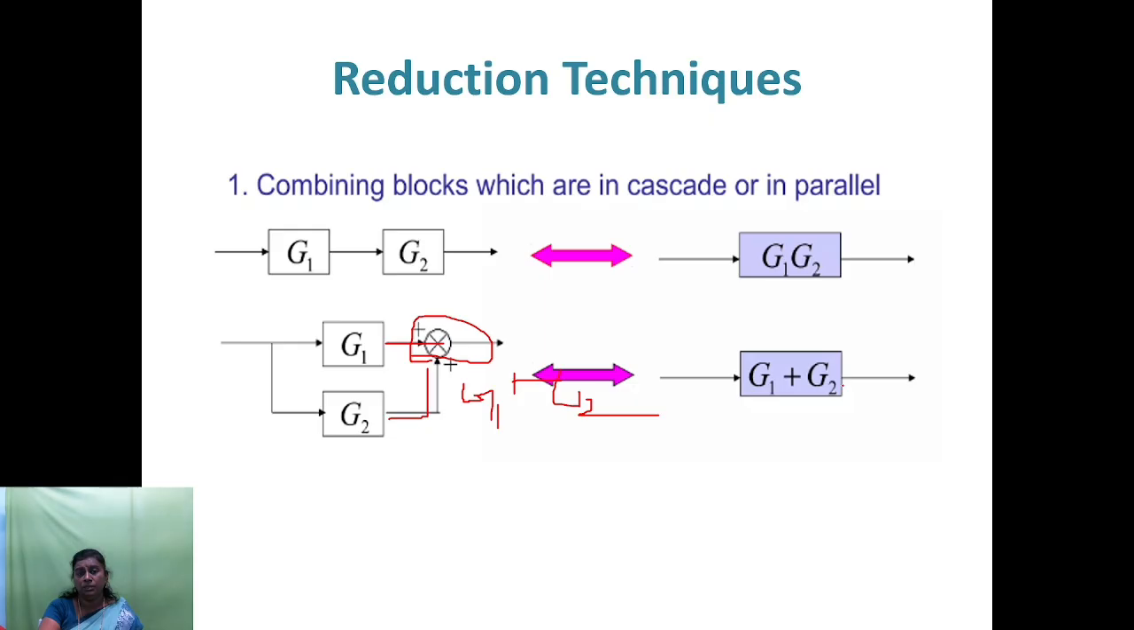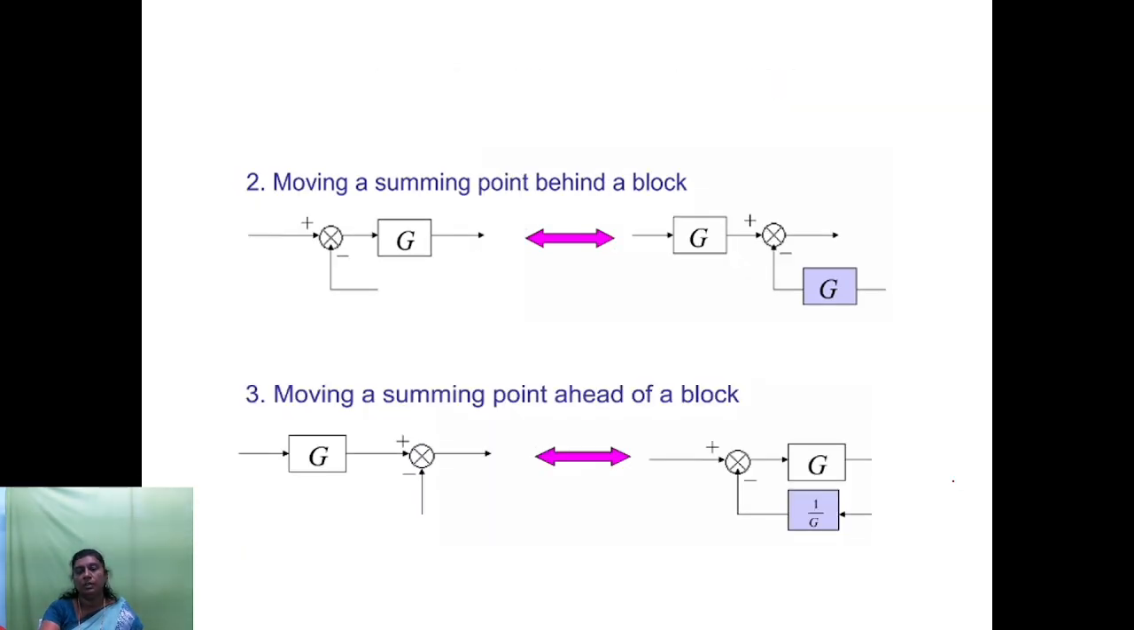So from this, what we can understand is, if two blocks are connected in series, we have to multiply the gains present in the blocks, and if two blocks are connected in parallel, we have to add the gains present in the blocks. So this is the first rule. Next we move on to the second rule.